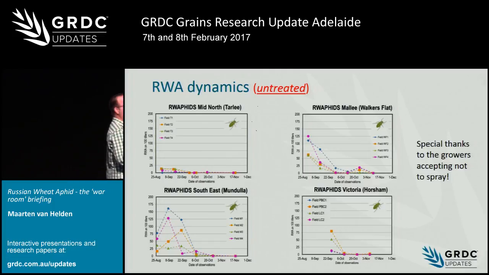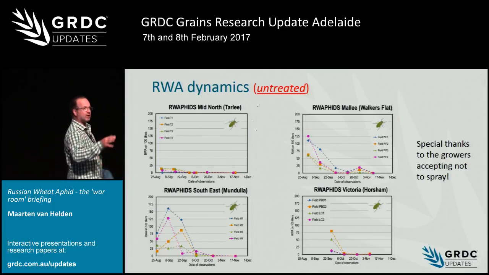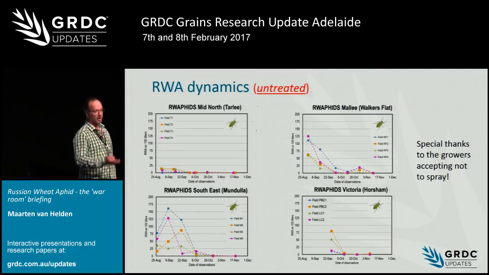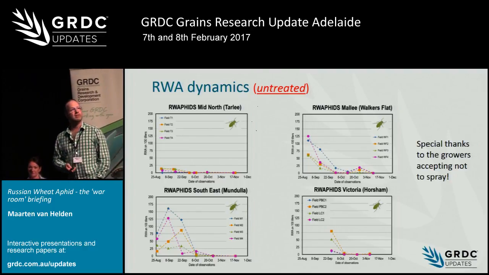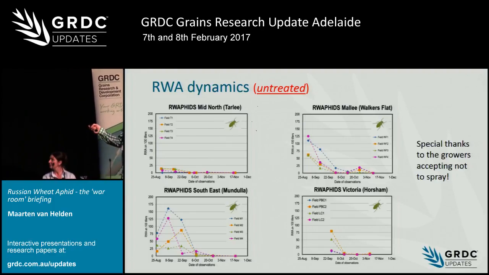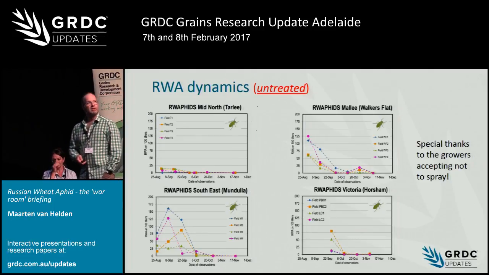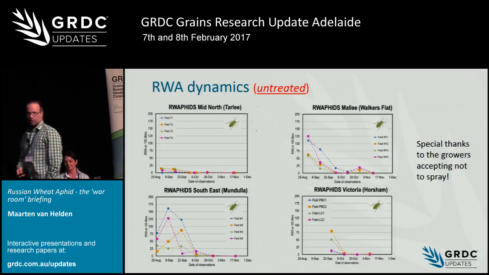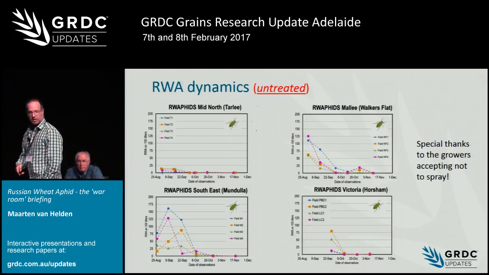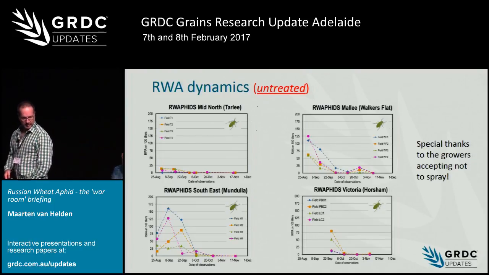It basically killed the Russian wheat aphid. It basically killed most aphids that were present on the wheat plants. Corn aphids, oat aphids, etc. also went down, and we had difficulties finding them. These are 12 different paddocks in 3 different regions, the Mid North, the South East, the Mallee, and Victoria, all had basically the same observation. The aphids disappeared. Nature did the job for us. Good. Not sure that's going to happen every year, but this year we dodged the bullet.